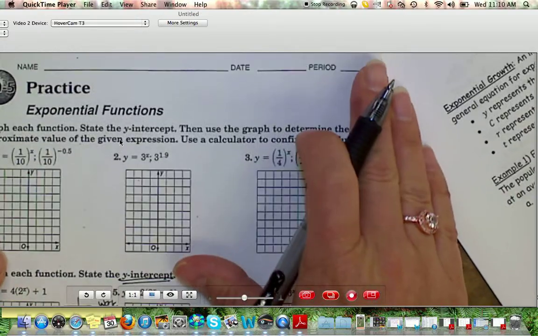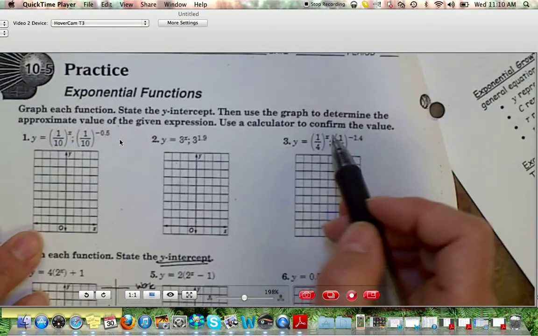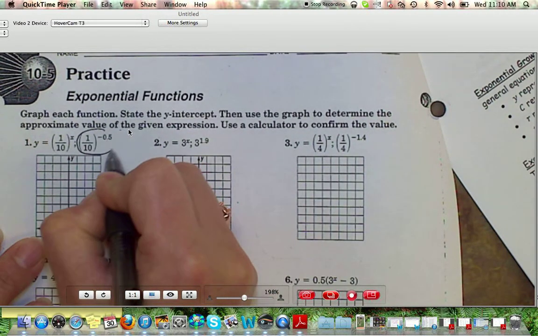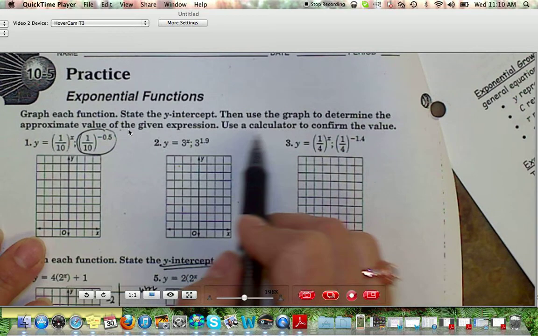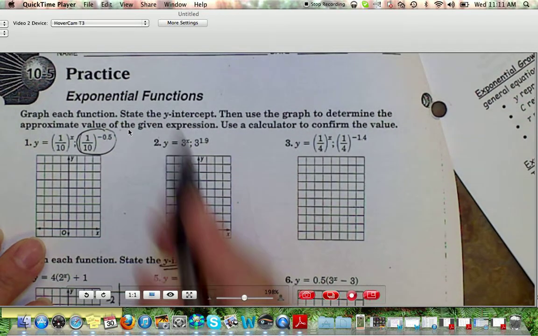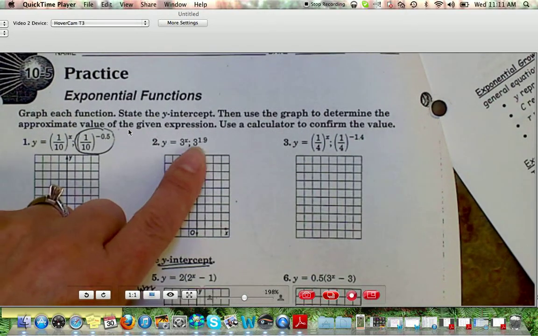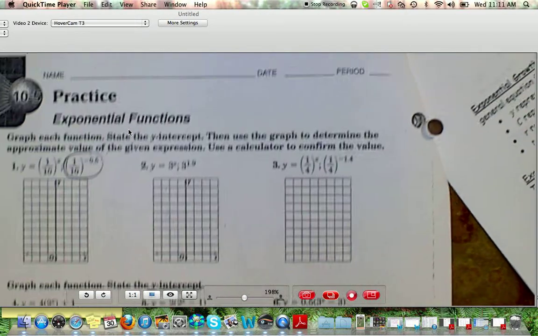Up here, it says estimate the value of the given expression. This is a piece that we didn't do. So, and it says use a calculator to confirm the value. So this says 1/10 to the -0.5 and 3 to the 1.9. So let me show you what I mean here.